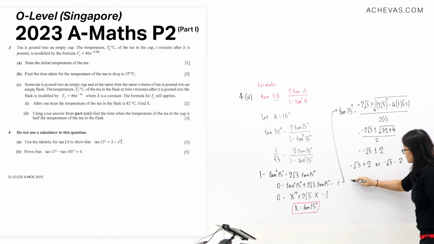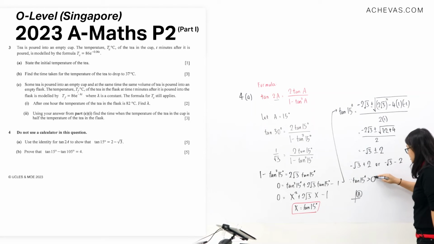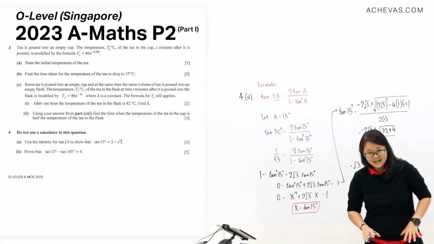And we need to discuss because tangent of 15 degree will be in quadrant 1. So in quadrant 1, this value will be positive. So therefore, tangent of 15 degree, this will lead you to a negative answer. So I'm going to take this as my answer. I'm just going to swap them around. My answer will be 2 minus square root of 3. So that's for part A.